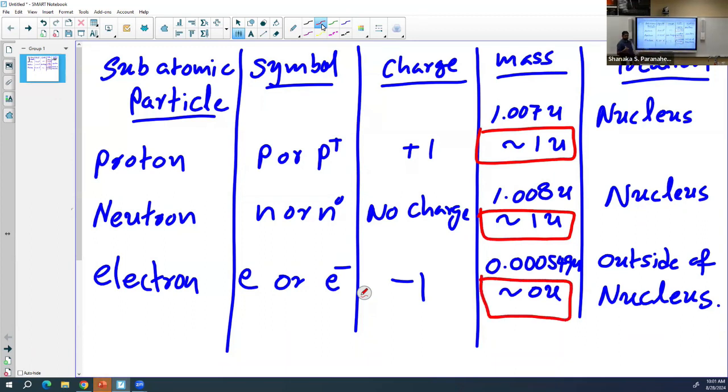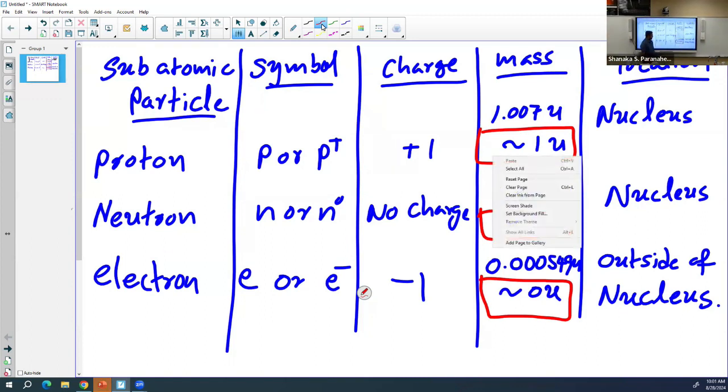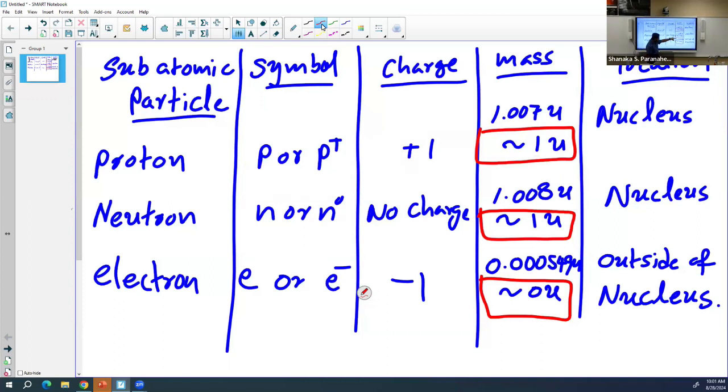Protons and neutrons are almost equal in mass. Neutrons are slightly heavier than protons, and we consider each as one atomic mass unit. The electron mass is very small compared to the mass of an atom, so we consider that it doesn't add considerable mass to the atom. As for location, protons and neutrons are in the nucleus, and electrons are outside of the nucleus.